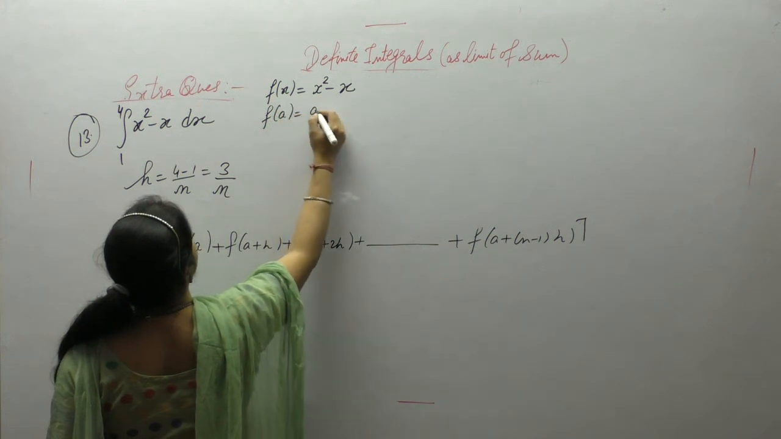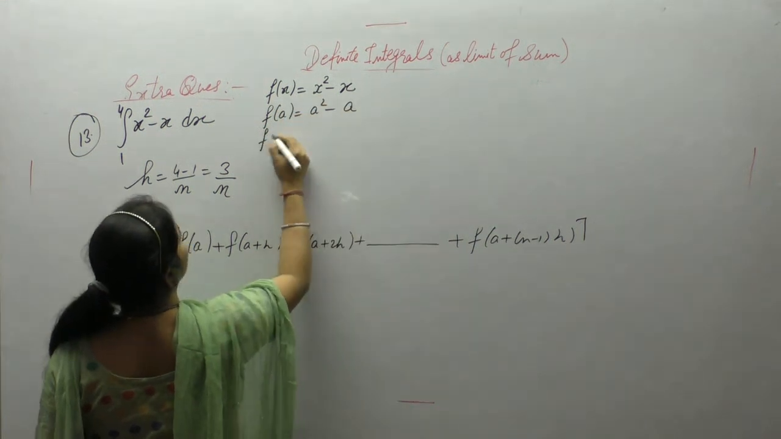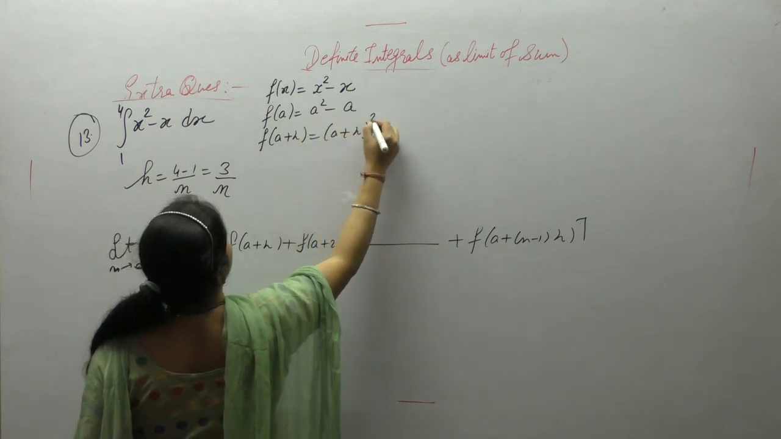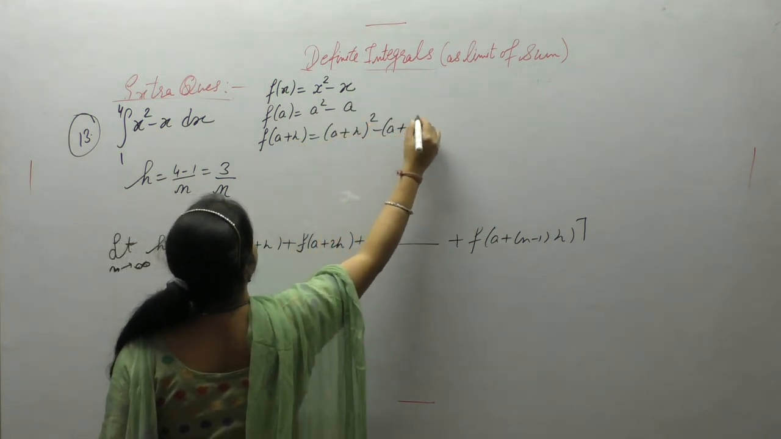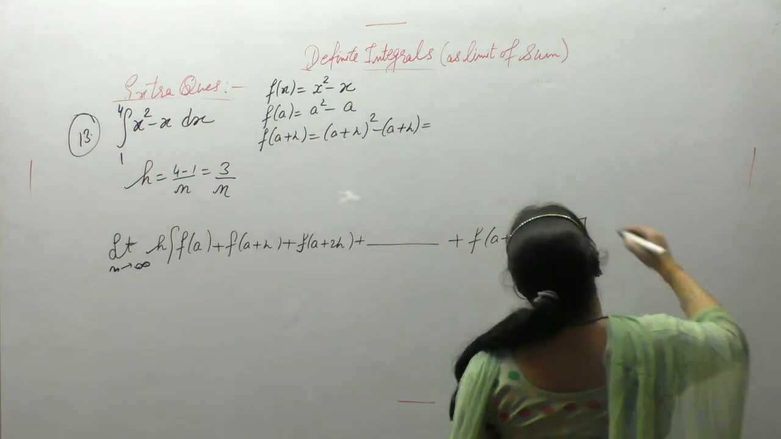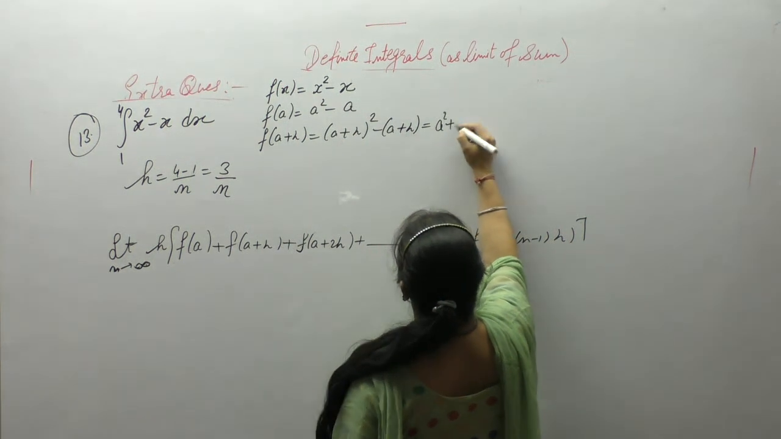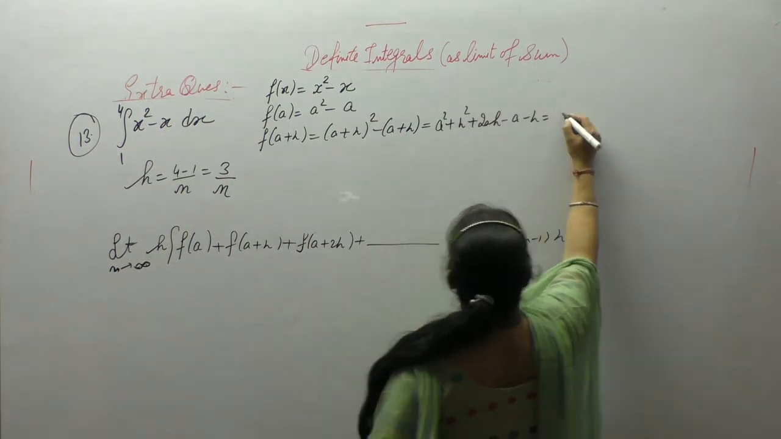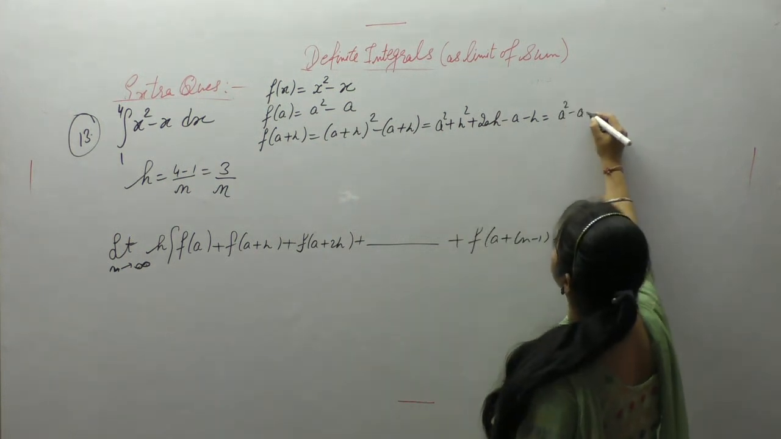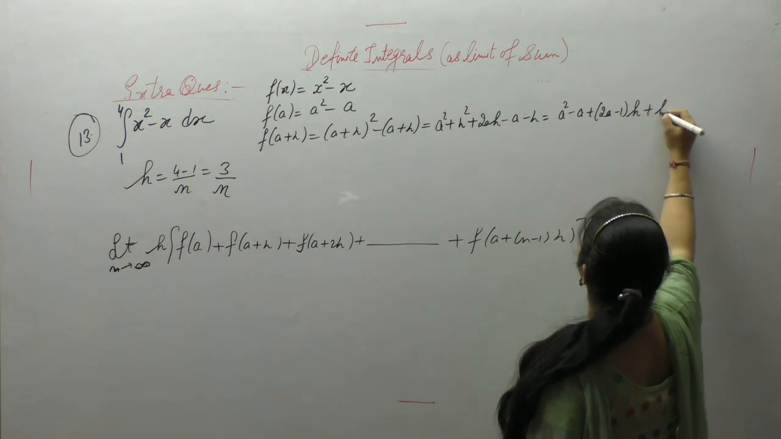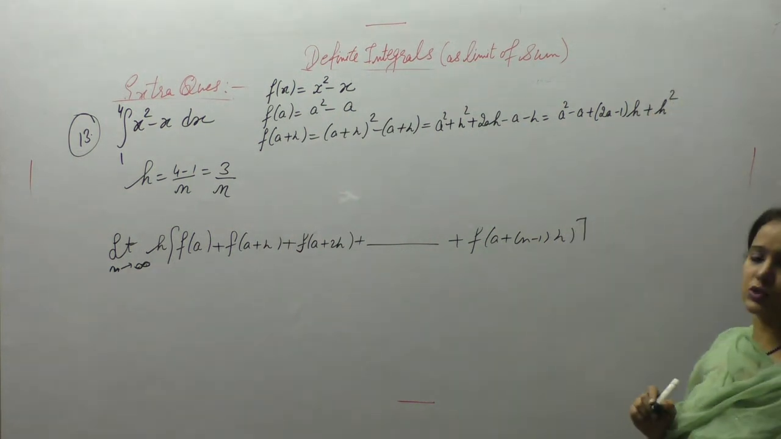F of a is a square minus a. F of a plus h is a plus h whole square minus a plus h. A plus b whole square is a square plus b square plus 2ab, minus a minus h. A square minus a plus 2a minus 1 into h plus h square.